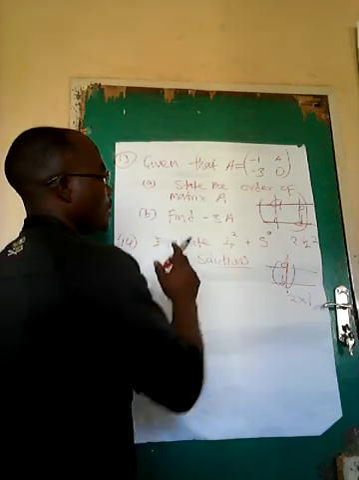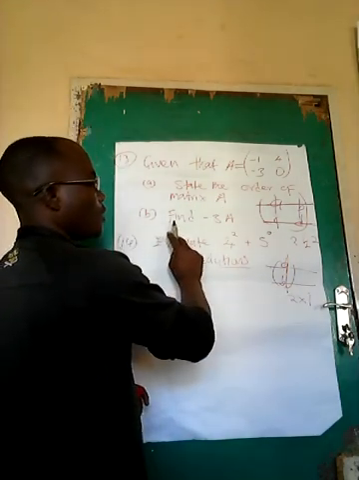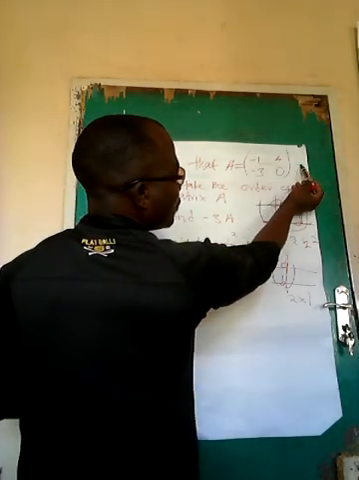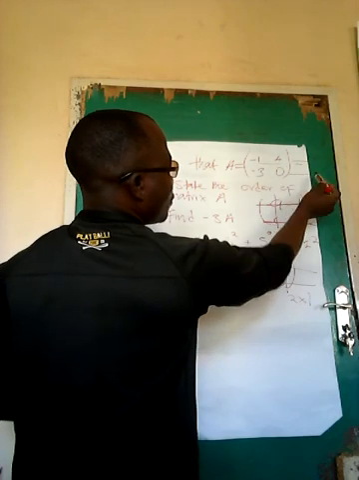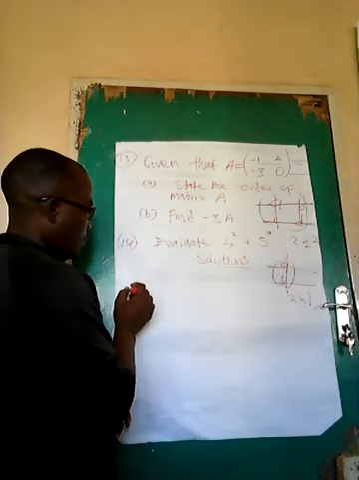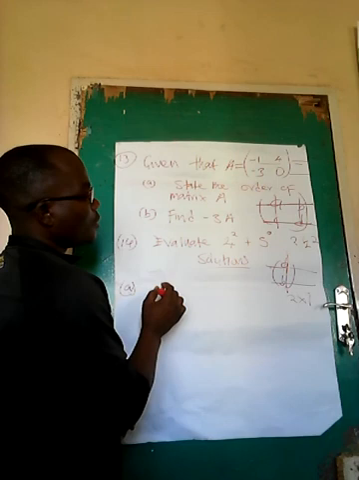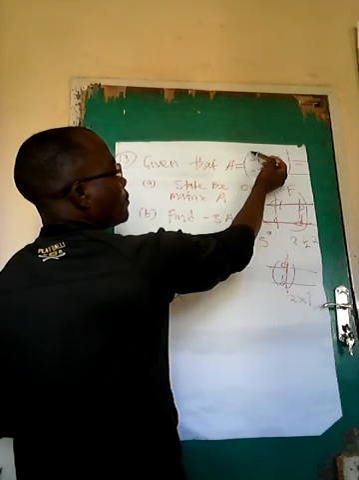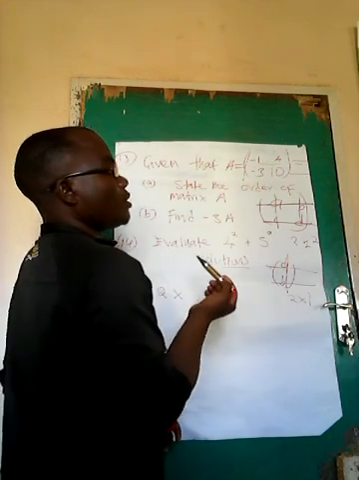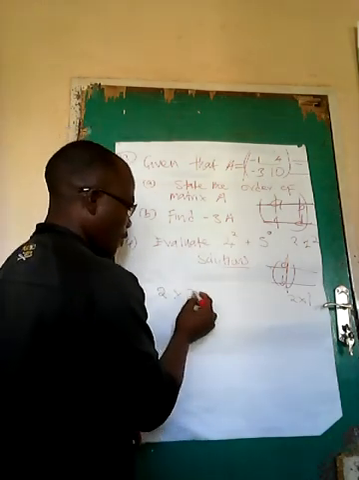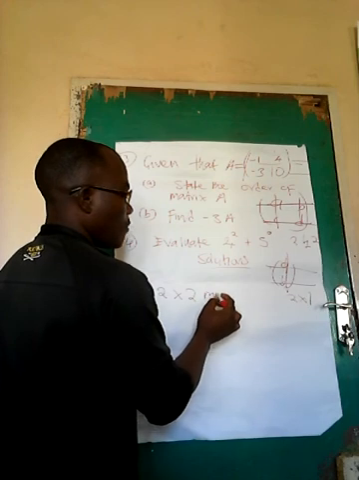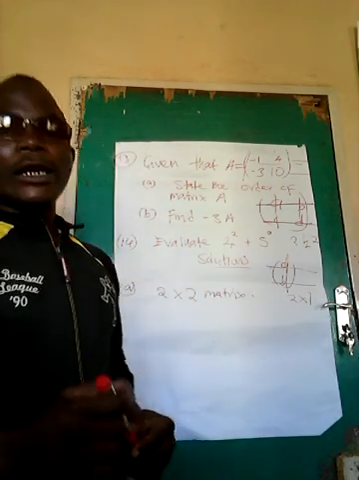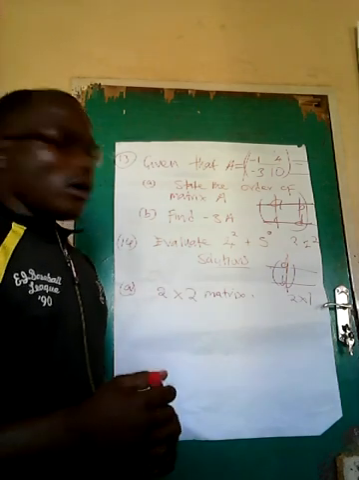So in our question here, they want us to state the order of matrix A. We have the first row there and the second row there. So solution number A is here. We have 2 rows by how many columns? We have 1, 2. So we have 2 columns. So it's a 2 by 2 matrix. Like that. Okay?